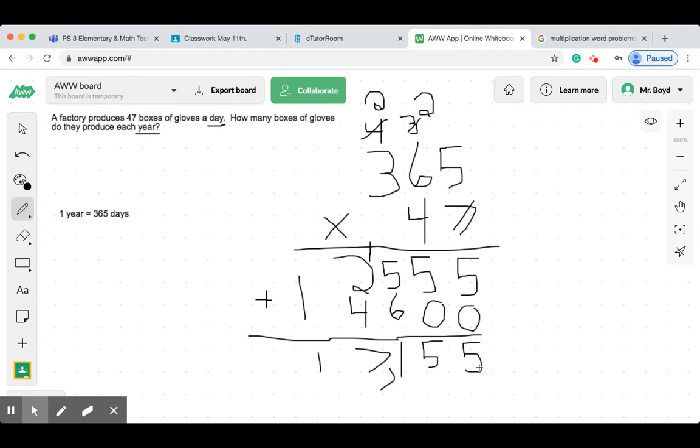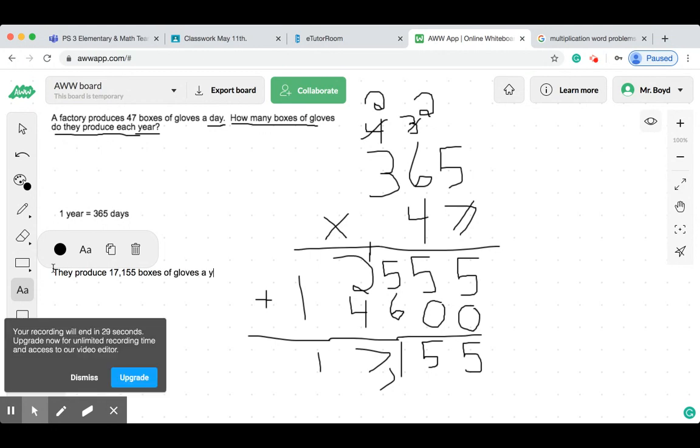But it didn't just ask me to solve the problem. It was actually a word problem. And it asked, how many boxes of gloves do they produce each year? So when it's written in a word problem, I need to give an answer statement. And my answer will simply be, they produce 17,155 boxes of gloves a year.